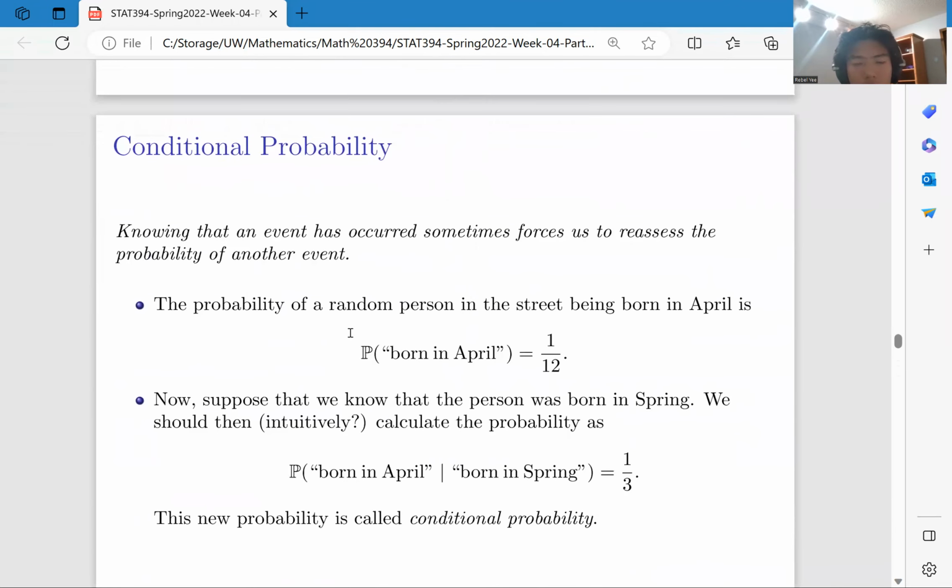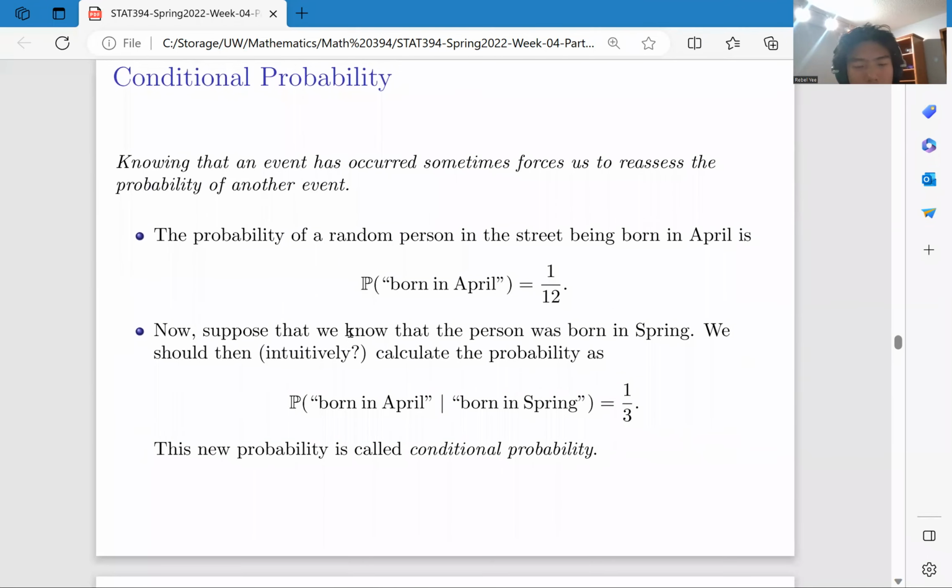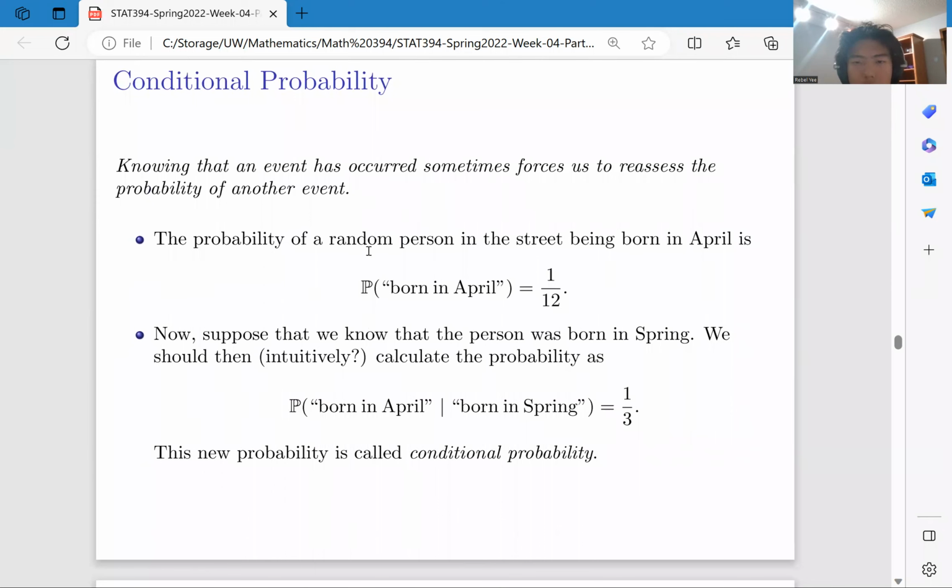So let's give a very easy case. If you know a person that is born in April, you don't know whether they're born in April or in any other condition. So the probability that a person is born in April is 1/12, because 1 year has 12 months and each month has the same probability that one person can be born.